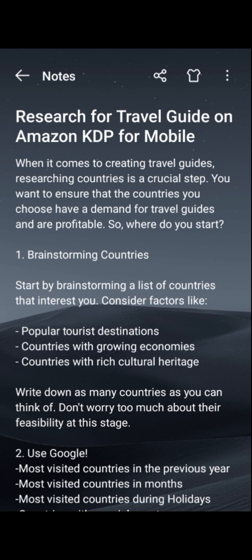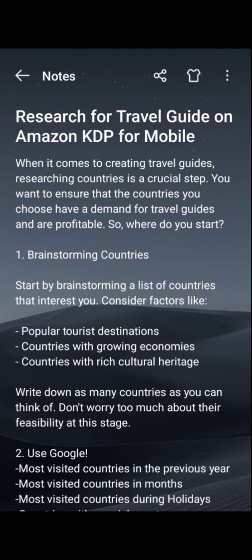Now, one of the secrets in Amazon KDP is writing something that brings value. You cannot just go out there and write about countries where people don't even visit. So you need to know countries with popular tourist destinations, countries with growing economies, countries that have rich cultural heritage, countries with a lot of cultures. There are a lot of African countries that people still visit. They get a lot of tourist attraction, a lot of tourists coming to visit them, mostly because they have rich cultural heritage.